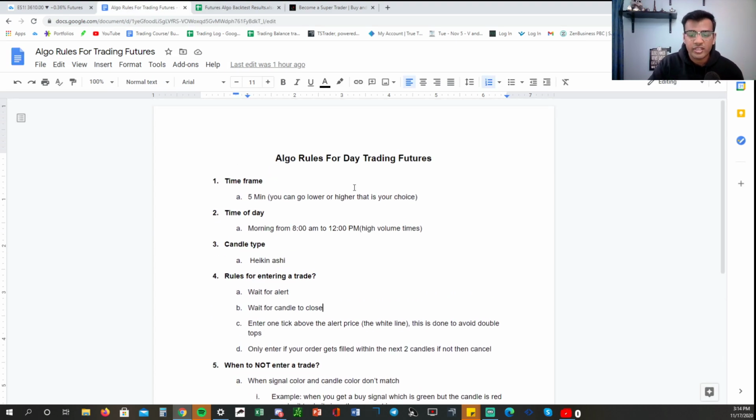5 minutes, morning 8 to 12, Heikin Ashi candles, wait for the alert, get in 1 candle, 1 tick after, and just ride it out, right? And move our stops up. Once it's at break even, I kind of just let it ride. I get eased and I'm like, okay, now I can walk away from my desk if I have to. I'll just let it run.